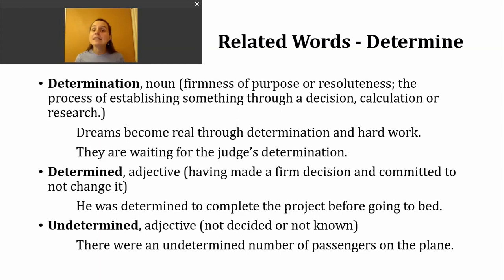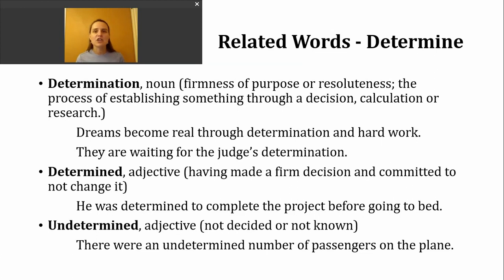Another related word is the adjective determined. So this might look like the past tense form of the verb, and you're right, the exact same spelling, exact same pronunciation. And as an adjective, determined means that someone has made a firm decision and that person is committed to not change the decision. Here's an example. He was determined to complete the project before going to bed.